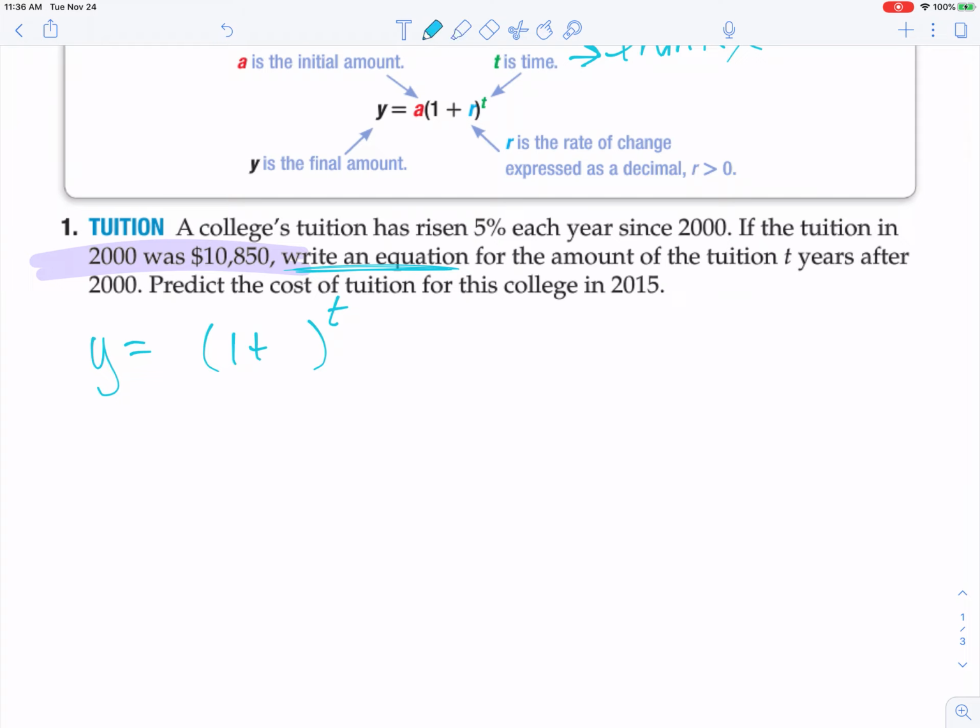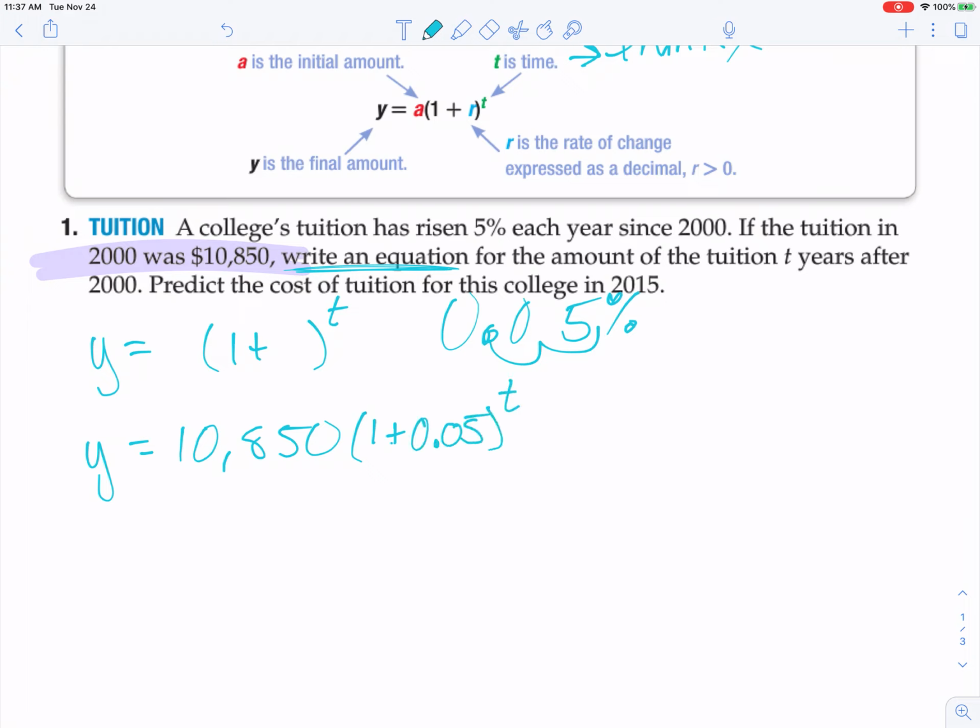In 2000, we had $10,850. What's also key is that they're saying that the year 2000 is our baseline year. So, y equals 10,850. And then it's always just parentheses 1 plus, and then my rate is 5%. Again, you need to convert that to a decimal. So move the decimal point over 2 places. 0.05.